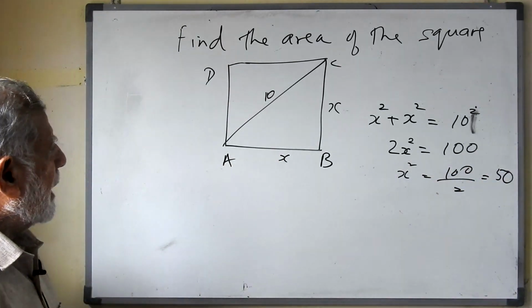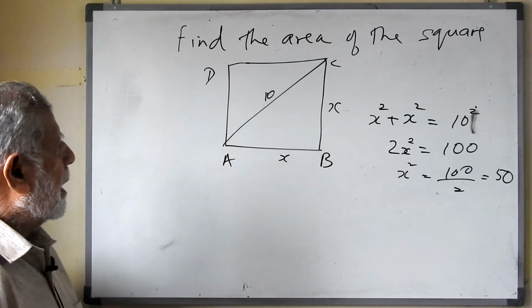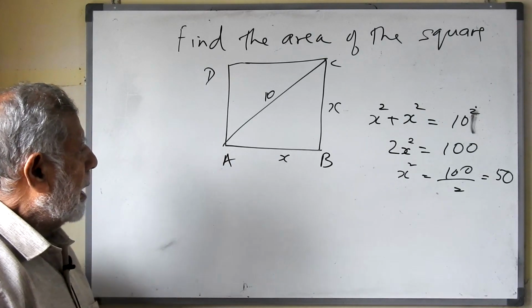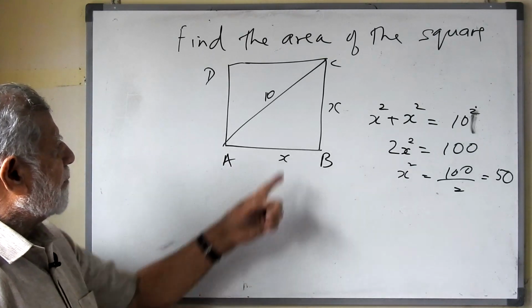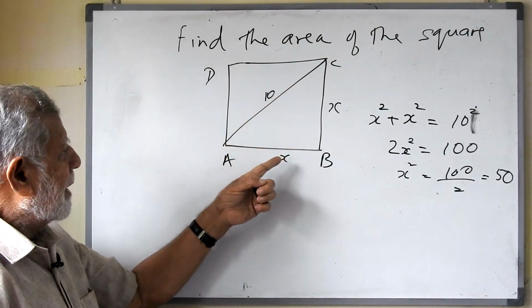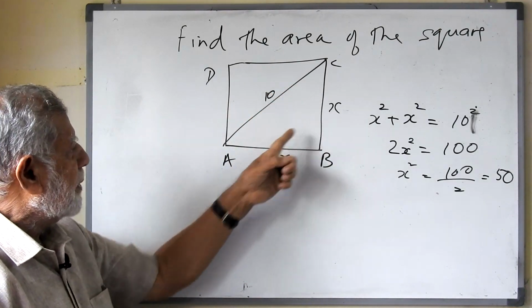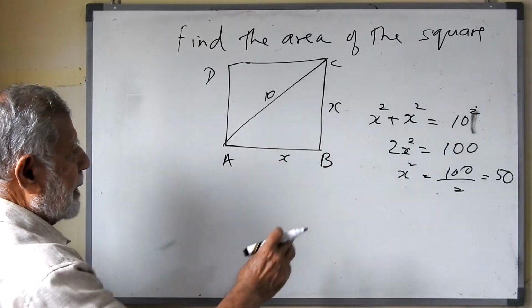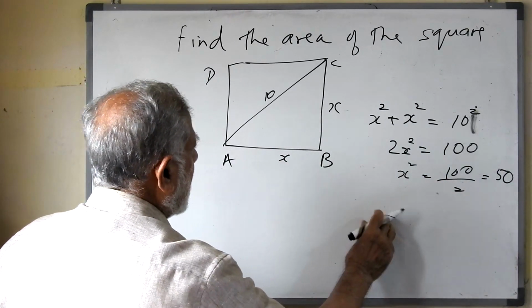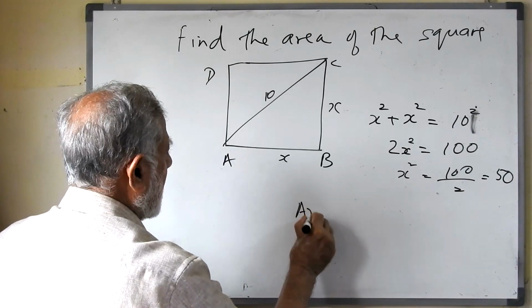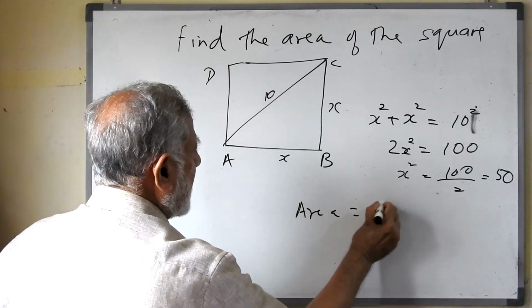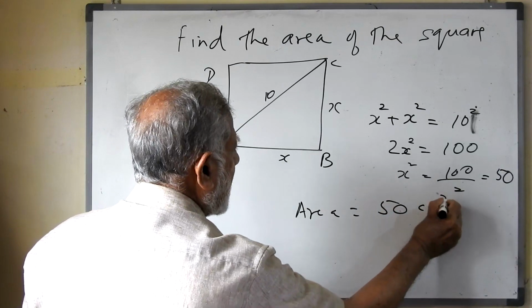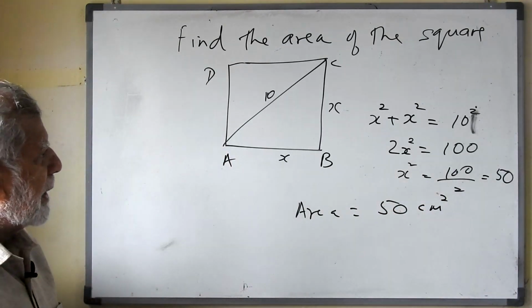Now, how to find the area of the square? We need not find one side separately. The area of the square is x into x, that is x squared. We already got x squared here, so x squared equals 50. Therefore, the area of the square equals 50 centimeter squared.